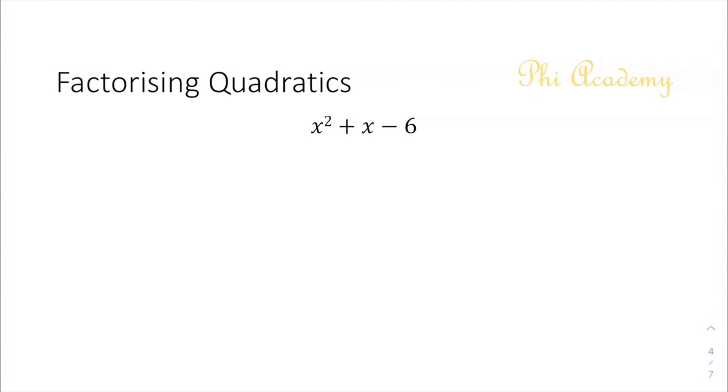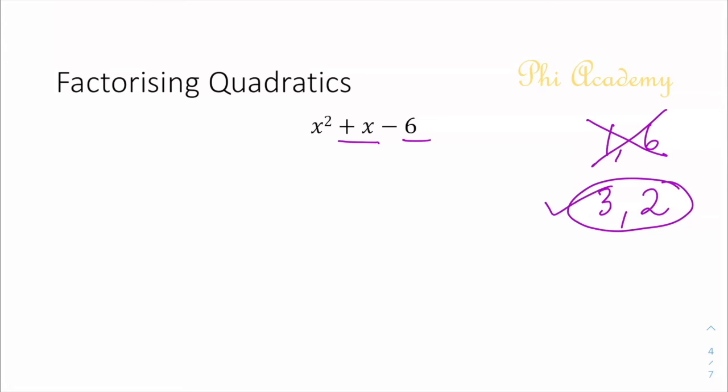Again, I've started with a very similar question, but just changing the signs. I'm going to start by listing out the factors of 6: 1, 6, 3 and 2. And here the difference is going to be 1, just plus 1. So it's not going to be this because the difference of 1 and 6 is 5. So it has to be 3 and 2. Let's put it into our two brackets, x, x.